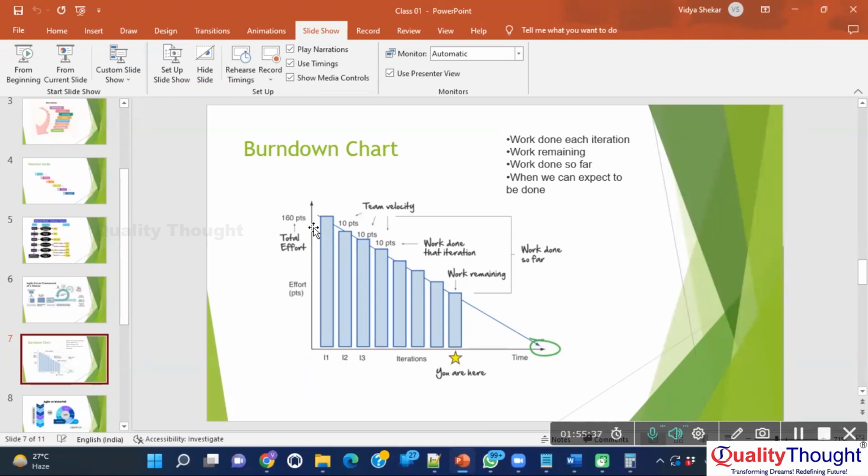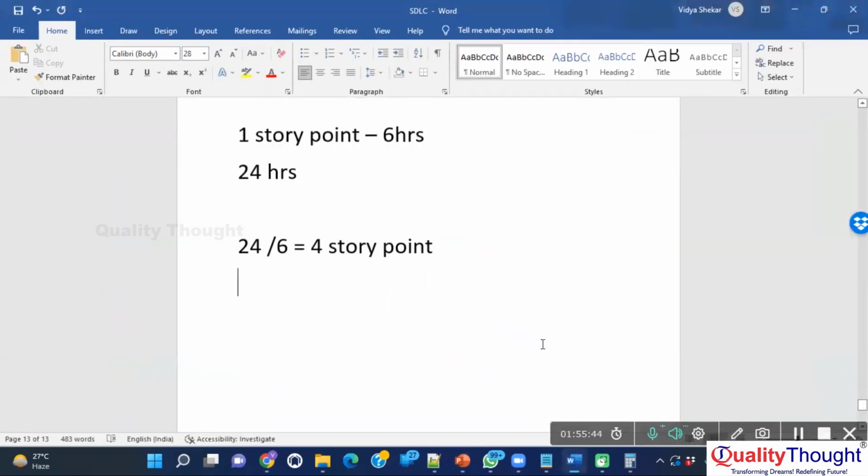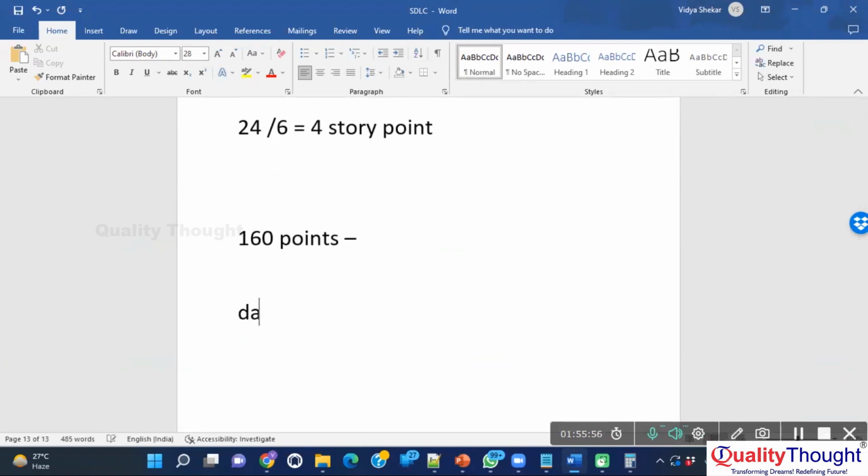At any point of time, if you come and look, you are burning the hours. Let's say total story points are 160. That means you are committed to deliver 160 story points. Day 1, you have delivered 10. How much effort is remaining? 150 is remaining. Day 2, you have delivered only 5.